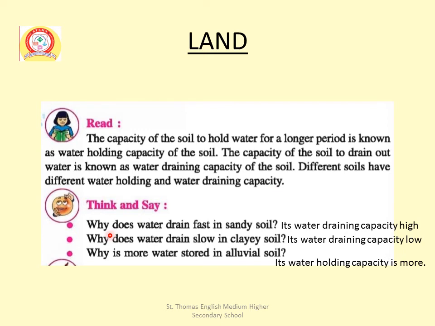So now some question answers. Why does water drain first in sandy soil? Answer, its water draining capacity is high. That I have told before also. Why does water drain slowly in clayey soil? Its water draining capacity is low. That also you know. Why is more water stored in alluvial soil? That also I have told in the previous slide. Its water holding capacity is more. Okay, clear?